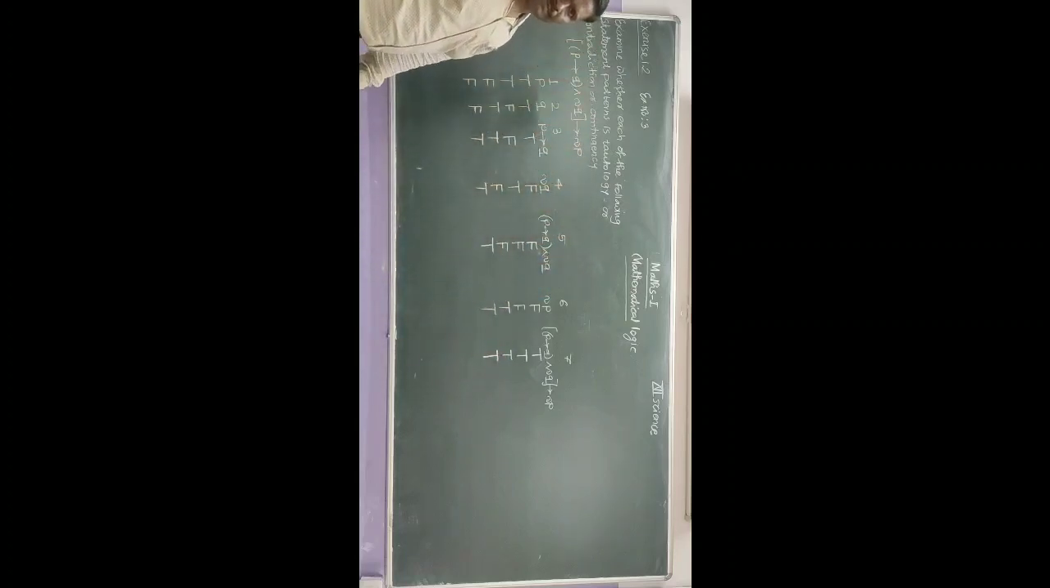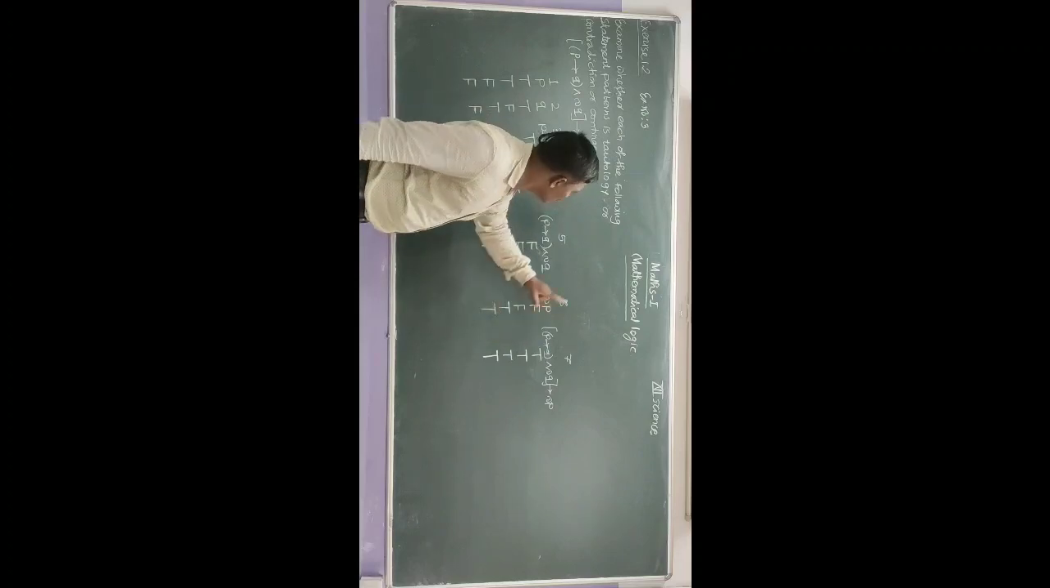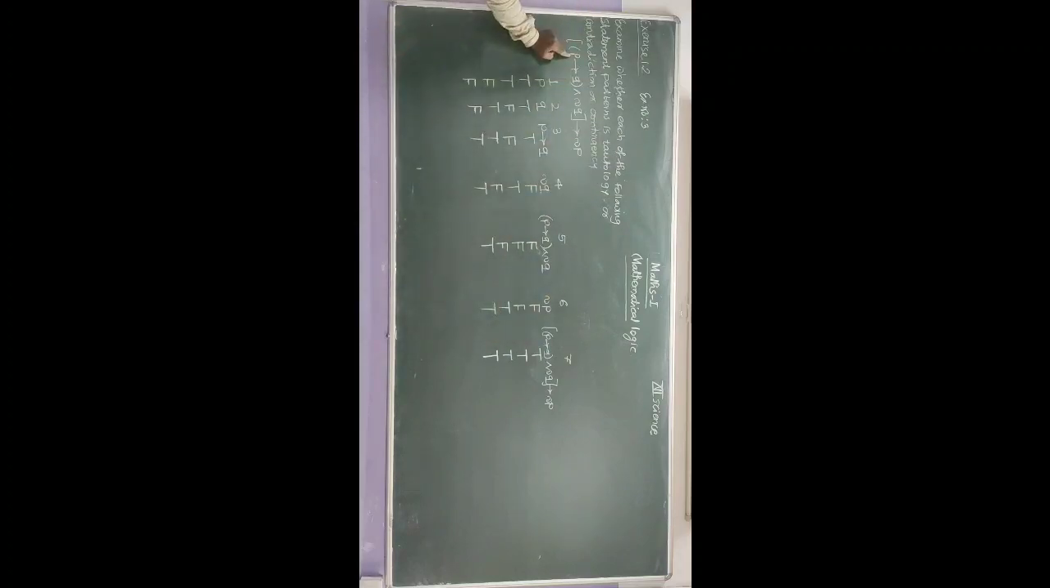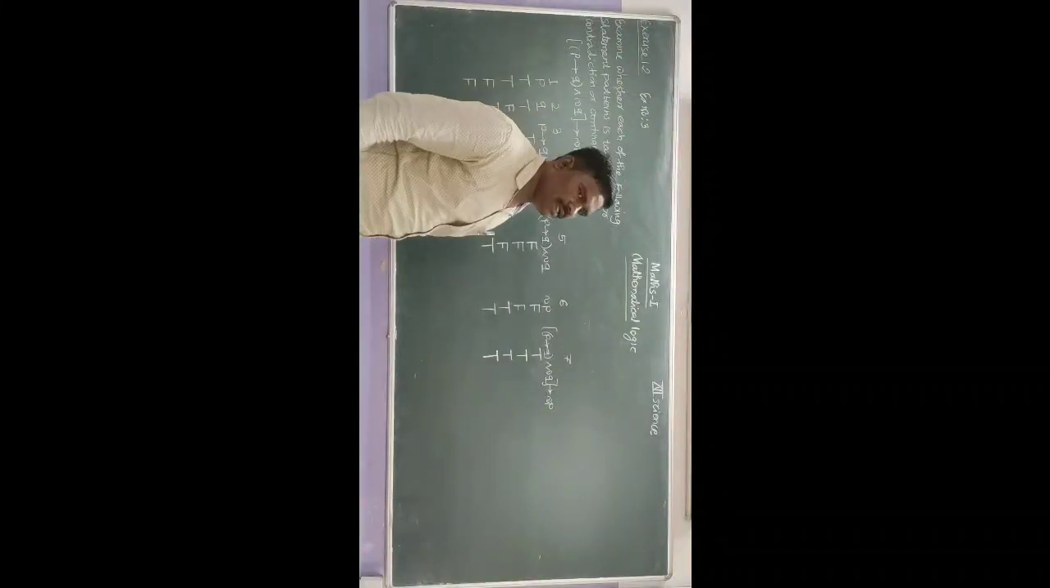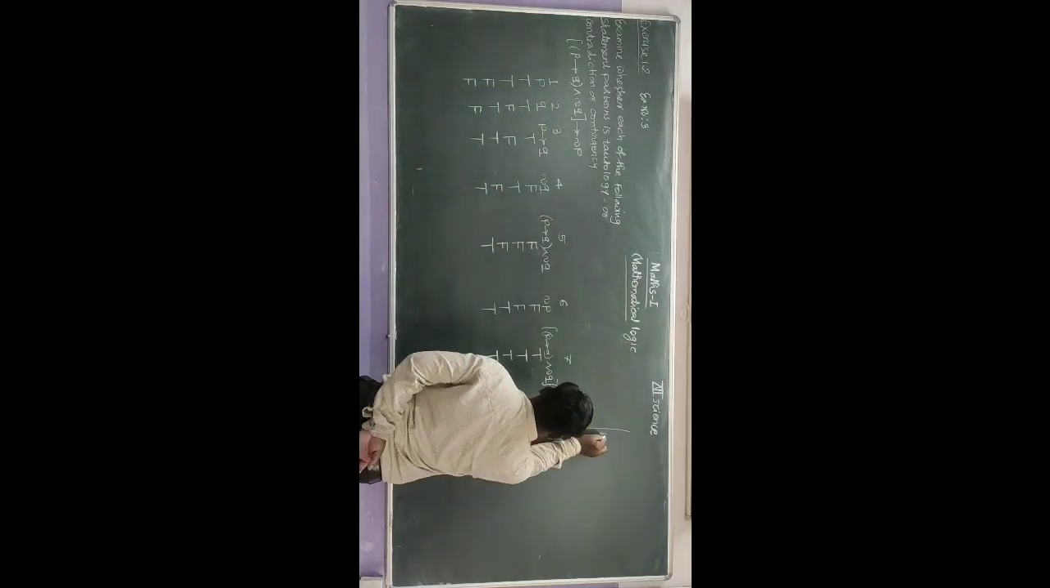Observe here, the last entries of the truth table are true, true, true, true, and all are same, that is true. And hence here the given statement pattern P implies Q conjunction negation of Q bracket complete implies negation of P is tautology. Therefore we write the result.